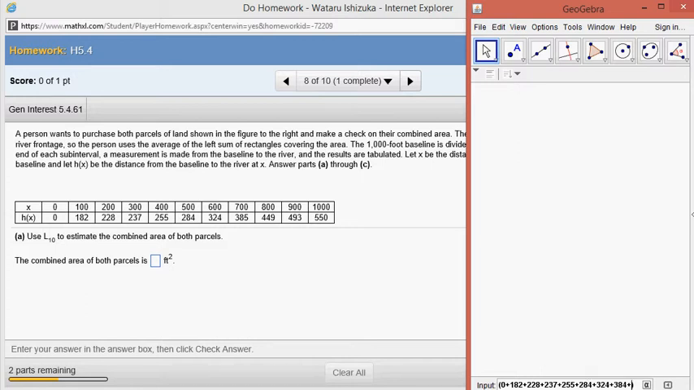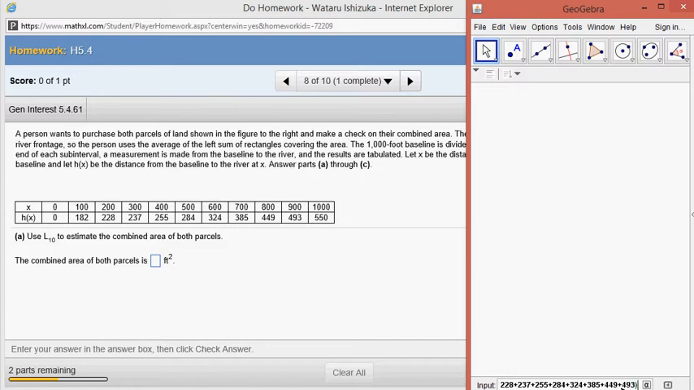Alright, 284, 385, right? And the next one is 449 and plus 493. Alright, so did I do that correctly? Let's see. 493, 449, 385, 324, 255, 284, 255, 237, 228, and 182. Alright, so we got that.